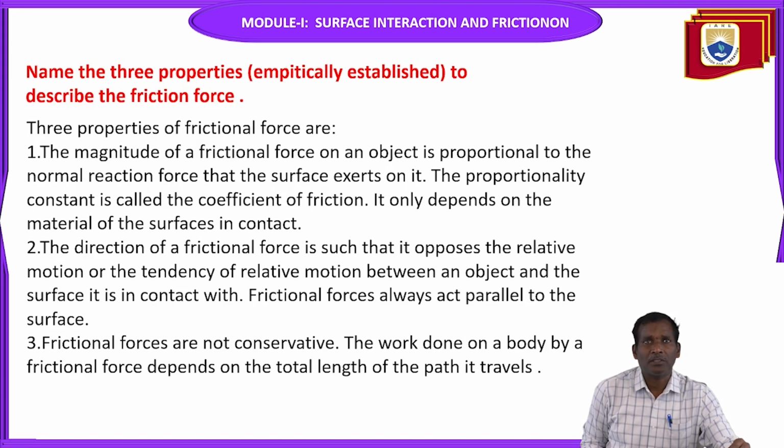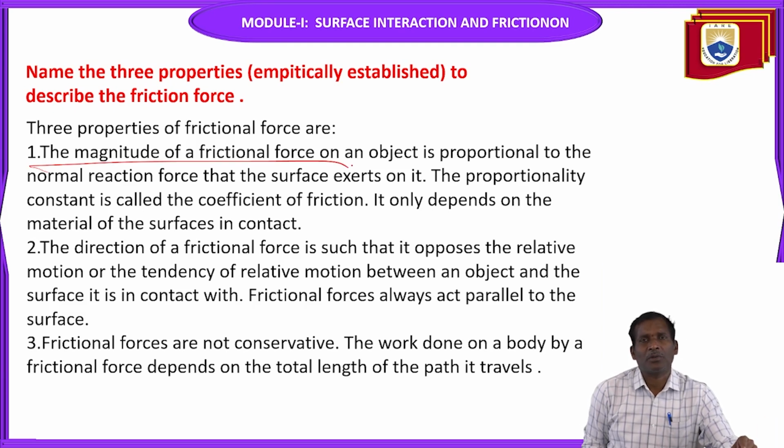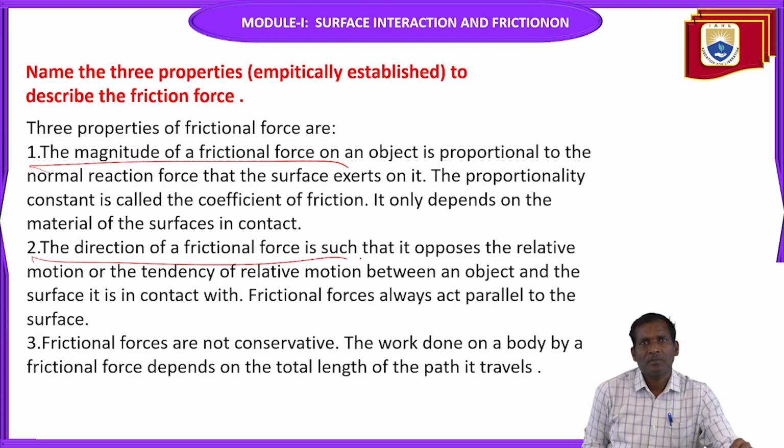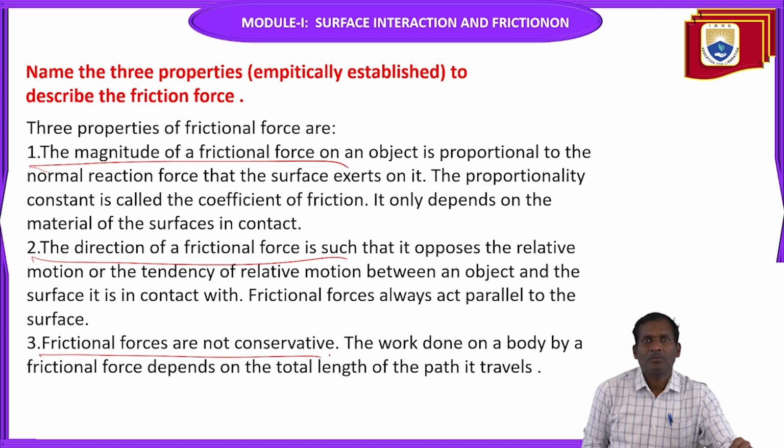Next, name the three properties to describe the friction force. The important three properties are: the magnitude of the frictional force, which I have discussed in the friction topic, is proportional to the normal reaction force; the direction of the frictional force; and frictional forces are not conservative. The proportionality constant is called the coefficient of friction. It only depends on the material of the surfaces in contact.